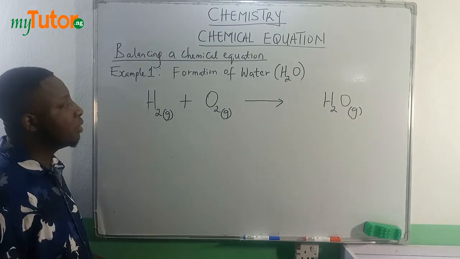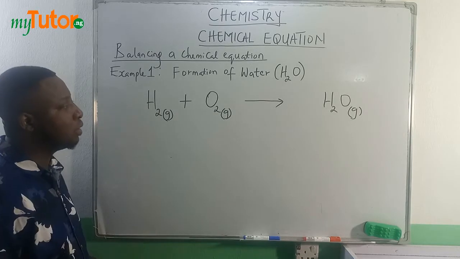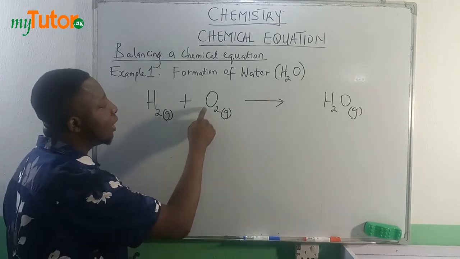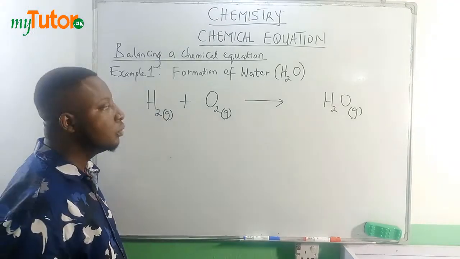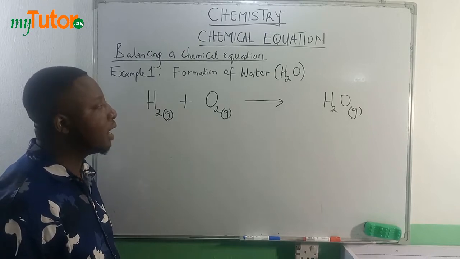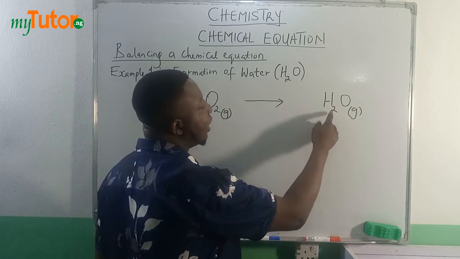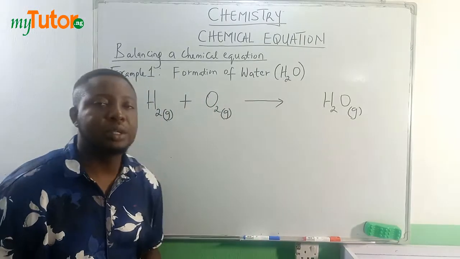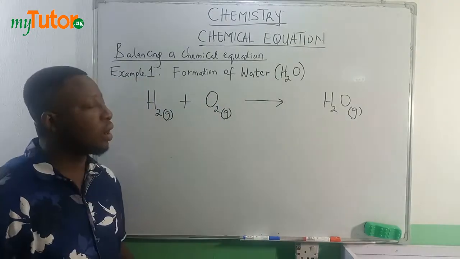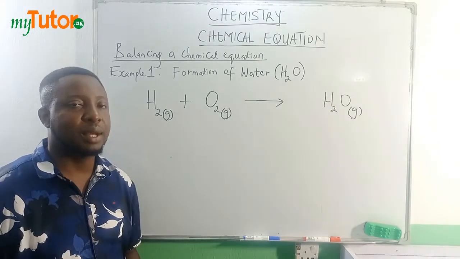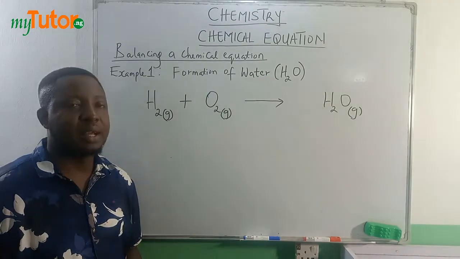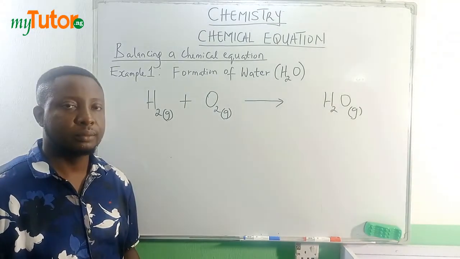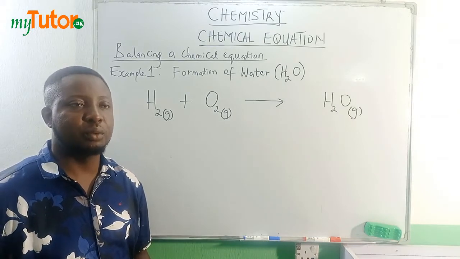On the left hand side, we have 2 atoms of hydrogen, and also we have 2 atoms of oxygen. While on the product side, we have 2 atoms of hydrogen and 1 atom of oxygen. So the reaction is not balanced because the oxygen atom is not balanced. So we need to balance this equation. So how do we balance this equation?